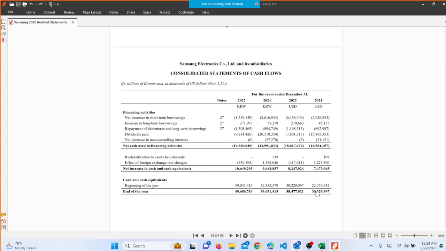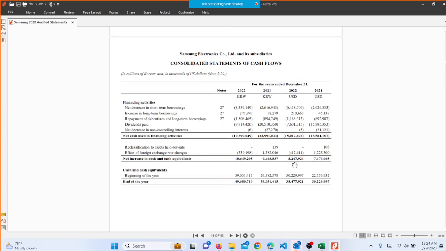So the cash was originally 22 at the beginning of 2021, it increased to 30, and from 30 it increased to 38. So now it has $38 billion. Next year, if the company is not earning much, say in 2023, they can use this money to either purchase more assets or reduce the debt.